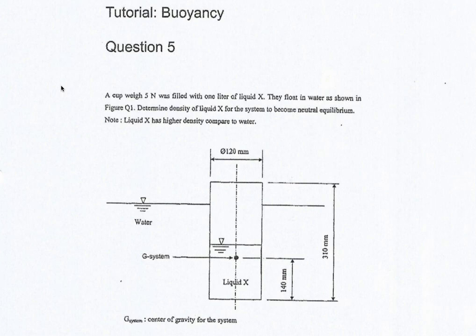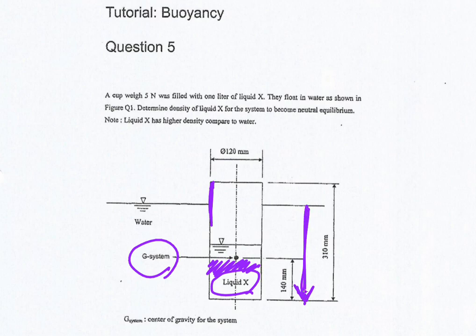Determine the density of fluid X here. And you know that in this system we have two objects. One is the cylinder here and the other one is liquid X. So it means that we need to calculate the center of gravity for the whole system. In this calculation, the submerged depth here is not given. So you need to calculate the submerged height, the submerged depth here, by using the idea of force of buoyancy and weight. So the solution will become like this.